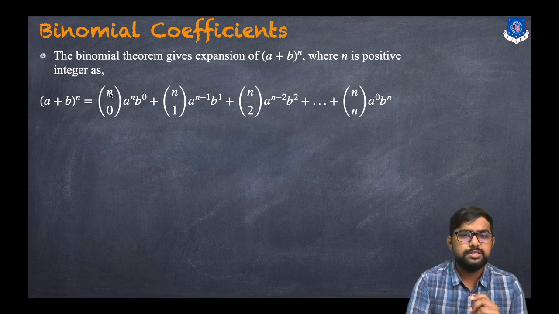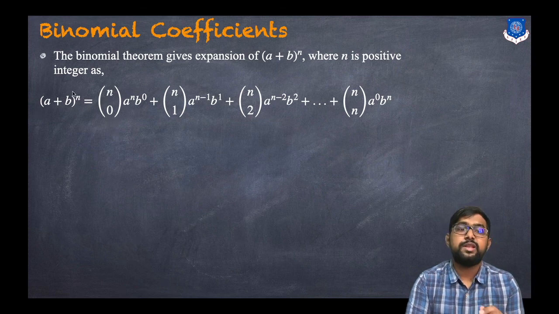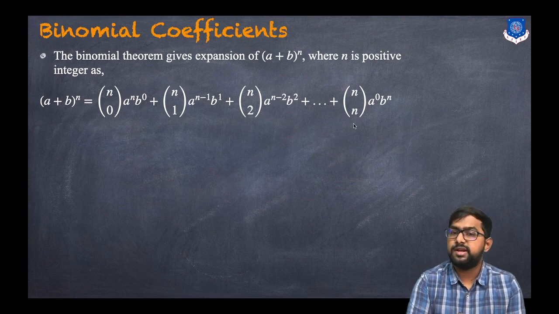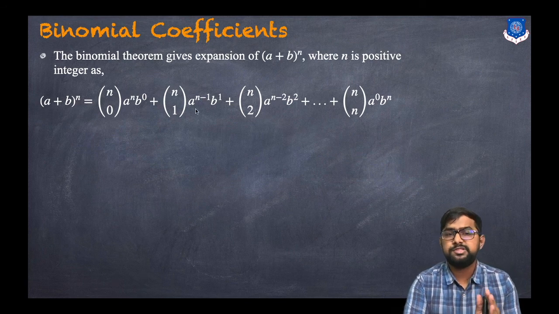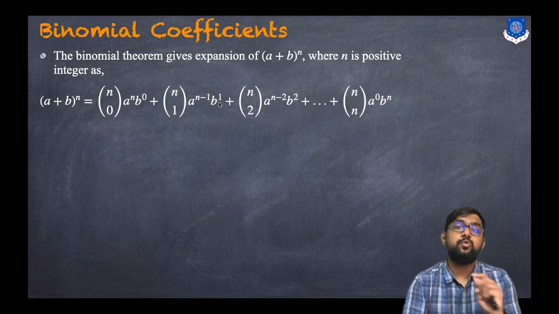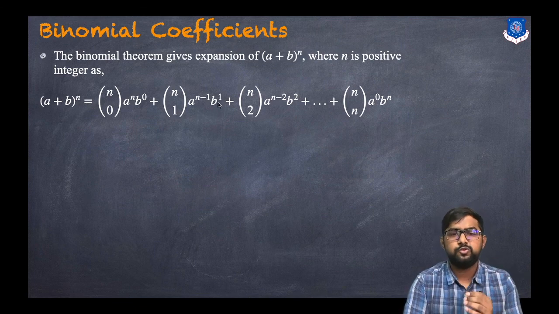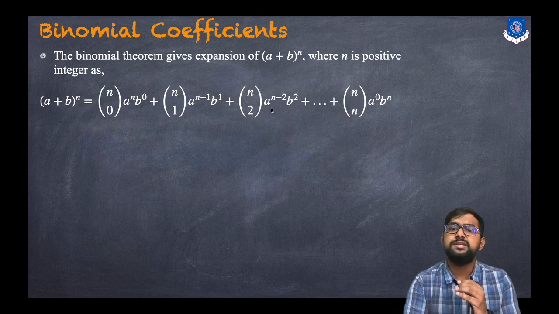So what is the pattern? This nC0, with a raised to n, the power of a starts from n, and the power of b starts from 0, so b raised to 0. Then the numbers increase: nC1 into a raised to n minus 1. The power of a is decreasing, so a raised to n minus 1 into b raised to 1, and in the same manner the power of b is increasing by 1. Then nC2, increasing, a raised to n minus 2, decreasing, and b squared, increasing. So this will be the binomial expansion.